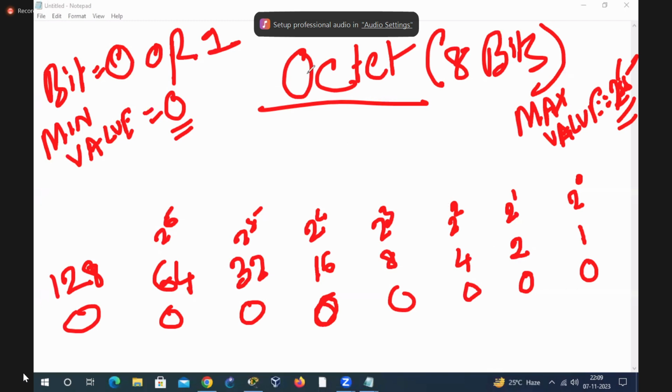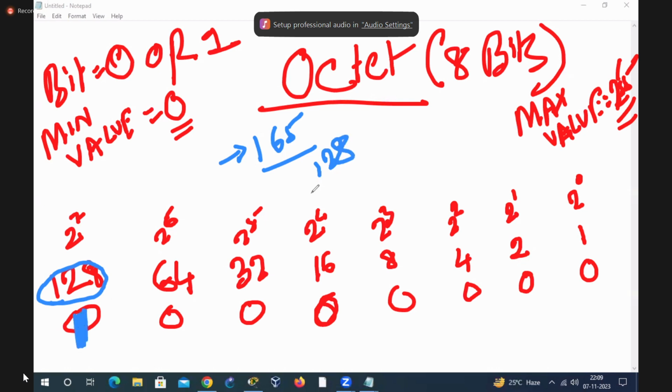Now let's convert a number. Let's say we're talking about the number 165. We need to convert this number. It's a very simple and easy process. What you need to do is see the number and find which value is lower than 165. Which power is lower than 165? 128, right? So let's take this value. Whichever value you take, just convert it into 1.